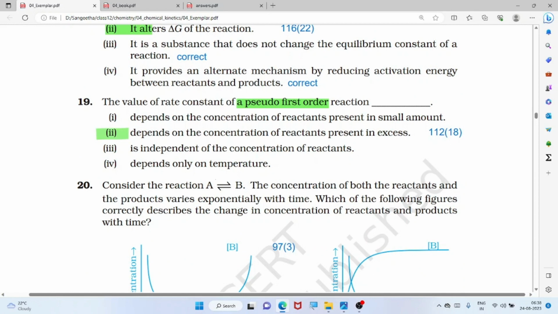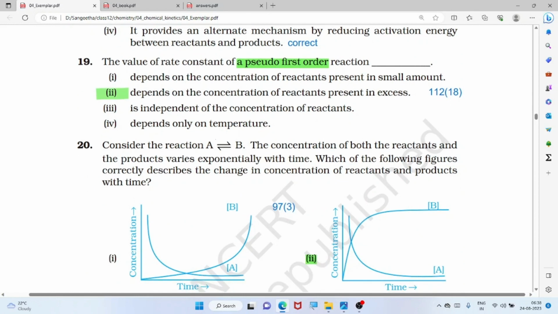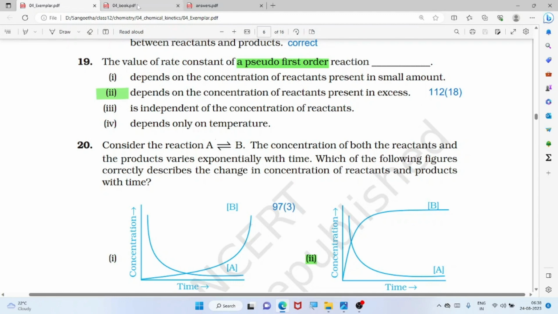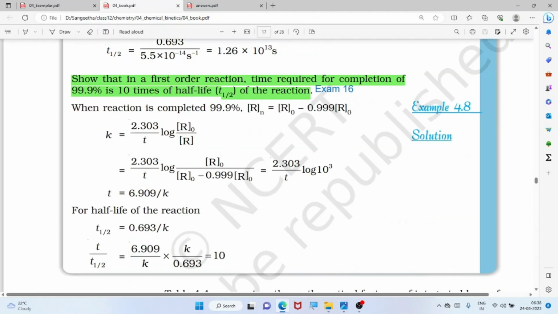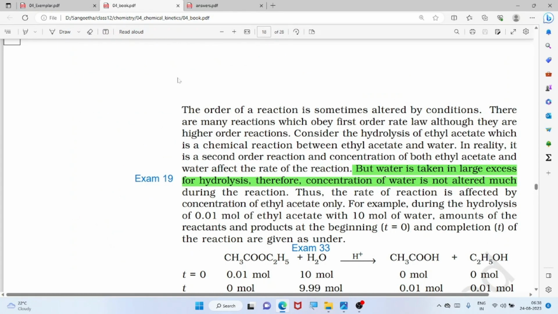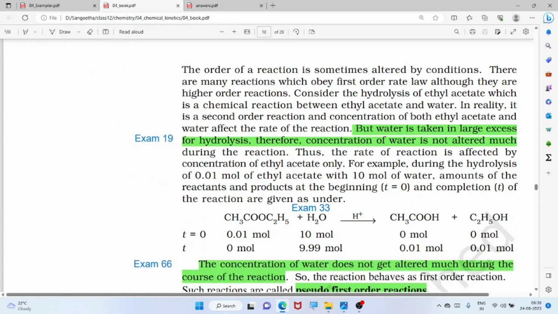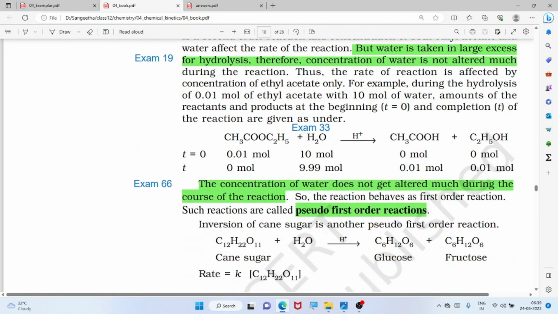The value of the rate constant of the pseudo first order reaction depends on the concentration present in excess. Okay, pseudo first order. See here the water is taken in excess. So this is called pseudo first order. As though this is not participating, its concentration change will be negligible when you take it in excess.